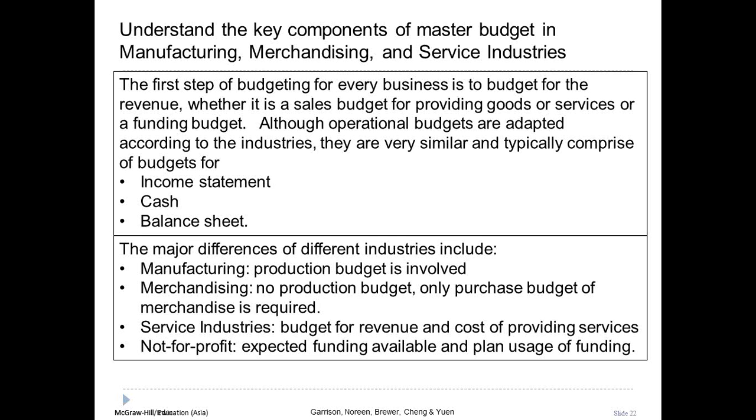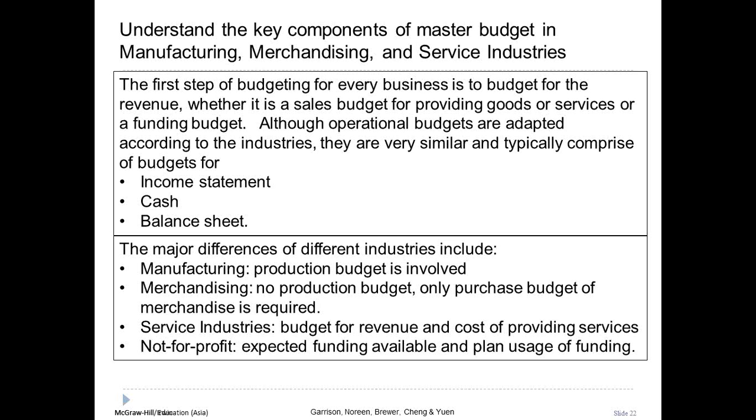A not-for-profit organization budget has many similarities with other organizations. The major difference is that this organization normally does not charge for its goods and services. Instead, funding is obtained from government bodies or donors. Therefore, there is no sales budget for a not-for-profit organization. Instead, it will have a budget for revenue or funding. From this budget, the organization will then plan for its activities accordingly by producing a budget for activities and expenses.